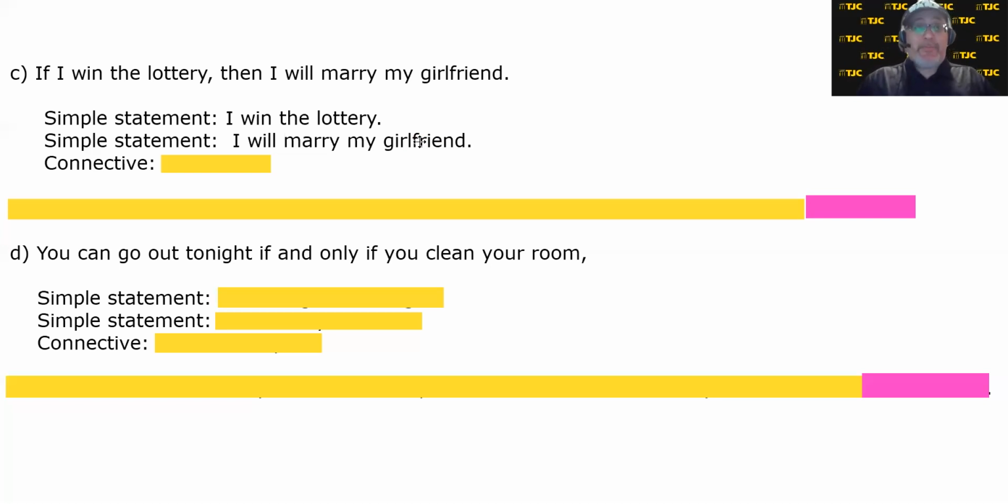So the first simple statement is between the words if and then, and the second simple statement follows the word then. What do you think the connective is? Well, gee, is it if or is it then? The if doesn't really connect them, the then sort of does. It's kind of a trick question because the connective is the phrase if then. So this is an example of a connective that's not a single word, but rather a two-word phrase. If something, then something is the connective.